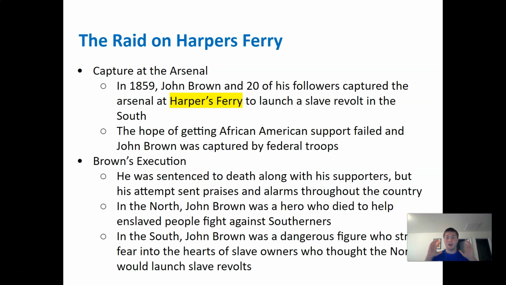The South is going to be, oh my God, we have Northerners who are trying to take us over. And the North is going to be, this guy's got it right. He's going to be a liberator for us. So with all that said, we're now going to start our way moving to the election of 1860.